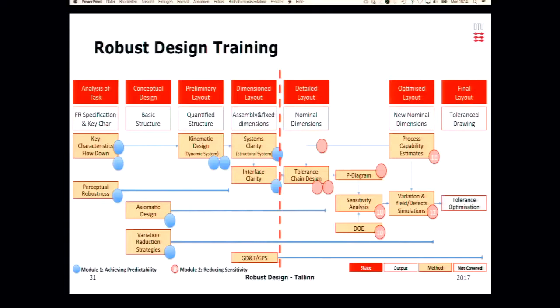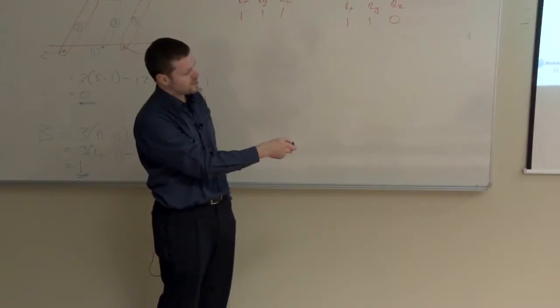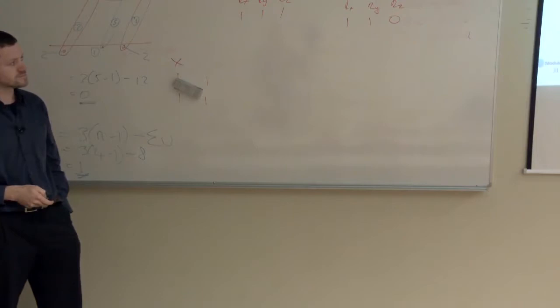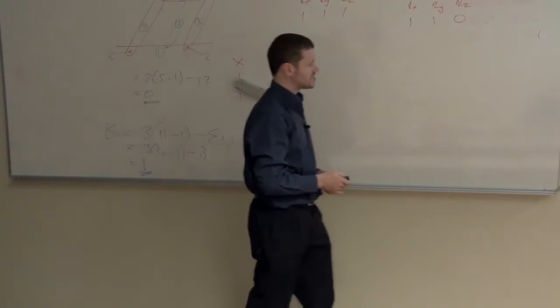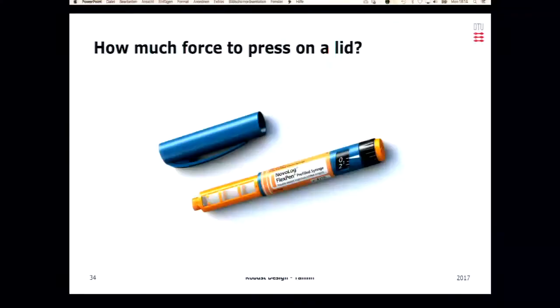So far, I've only taught you up to this line here about how to achieve more predictability, but all these tools and methods from this point onwards are about decreasing the sensitivity. So let's just look at a couple on decreasing sensitivity now. If we need to design a pen like an injection device, I'll just give you the really simple example about we need to design how much press-on force for a lid.